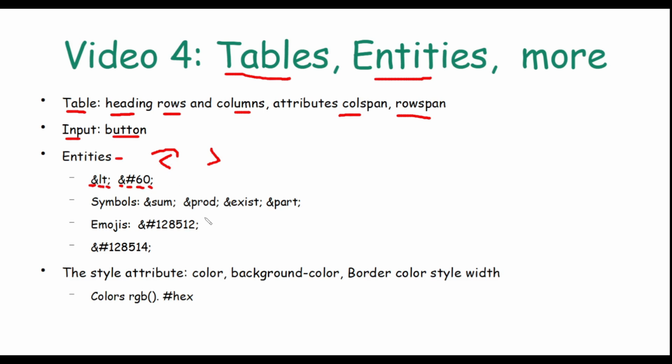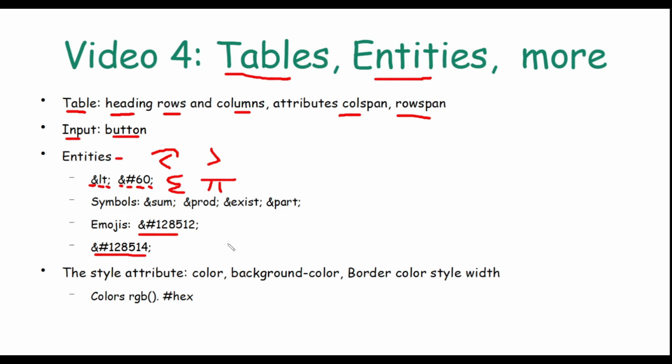Then I will show also how to render other symbols, for example, the sum symbol and the product symbol. Those are very helpful if you are writing mathematical equations. And I will show also the exists and part, and of course there are many other symbols which you can render. I'll show also how we can render emojis using their numbers, as you can see here.